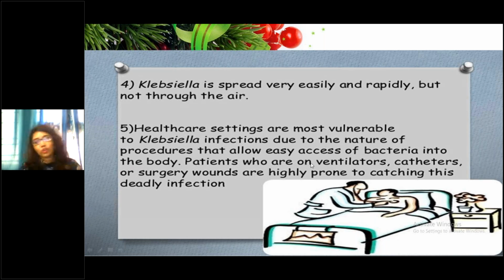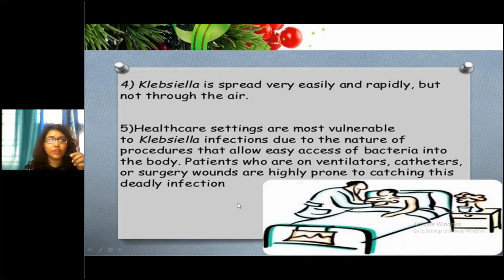So patients who are on ventilators, actually we have done a study here in Ashram also on ventilators, and the commonest organism which we found in ventilator associated pneumonia was Klebsiella, and many of them were antibiotic resistant also. So that is why we have to be very, very careful. Even though you try to sterilize ventilators, it is very, very difficult to get rid of these very resistant organisms. So catheters or surgery wounds are highly prone to catching this Klebsiella infection.